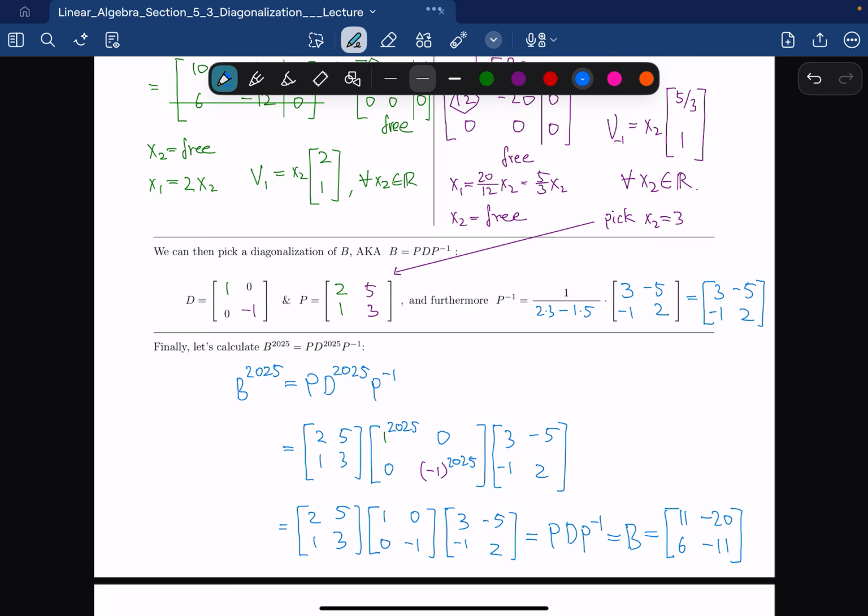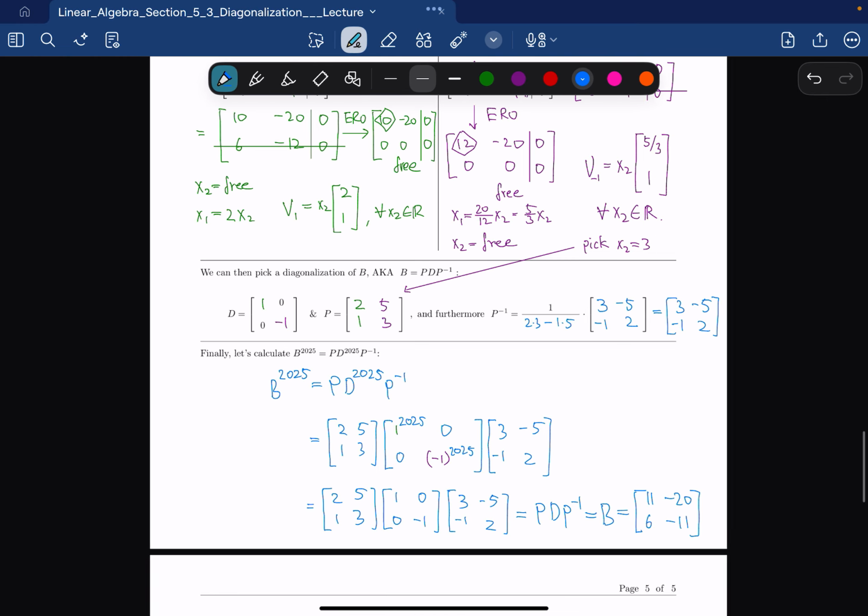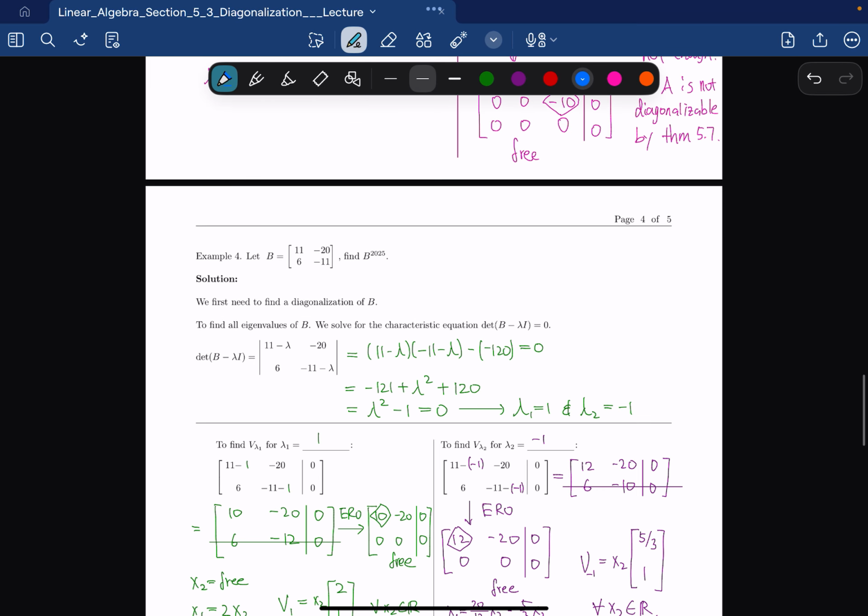And we're done here. After the 2025 power, we get back to the same matrix B. But in terms of the example, this is really how we can tackle this kind of problem. The result is kind of for the laws in some sense.